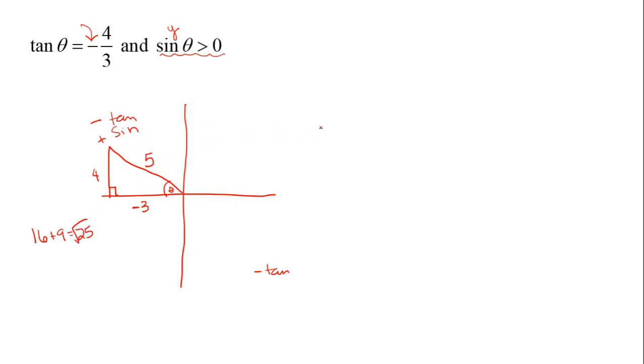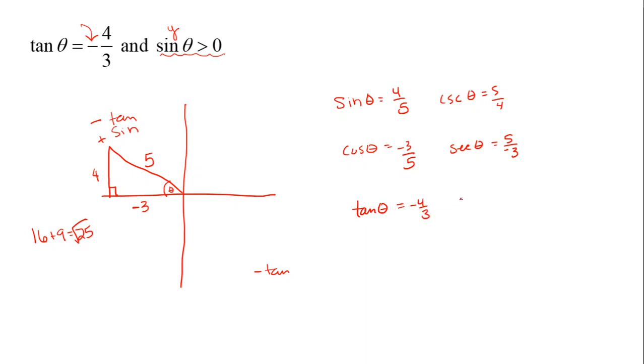So now what I can do is find all my ratios pretty quickly, actually, after I have that reference triangle drawn. So sine is going to be opposite over hypotenuse, 4/5, and that means cosecant is 5/4. Cosine is going to be negative 3 over 5, my adjacent over my hypotenuse, which means secant is negative 5/3. My tangent, I actually already have, because that's what I was given, negative 4/3, and that means my cotangent is negative 3/4.